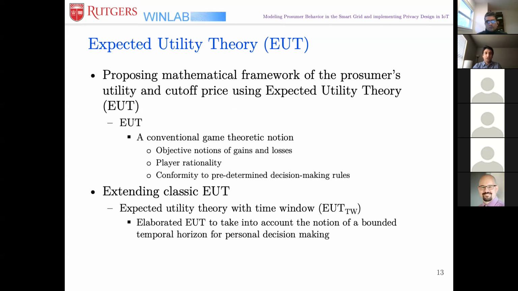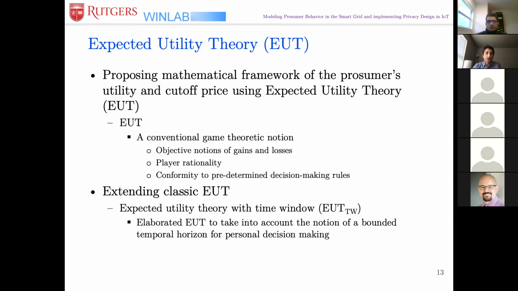We proposed our mathematical framework for the prosumer's utility and the cutoff price using expected utility theory, or EUT. EUT is a conventional game theoretic notion that is guided strictly by objective notions of gains and losses, player rationality, and conformity to predetermined decision-making rules that are unaffected by real-life perceptions of benefits and risks. However, EUT has often been found not to accurately account for how people respond in real-life situations.